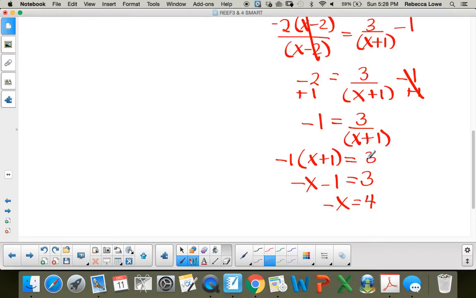And then I get x equals negative 4. So there is my solution.